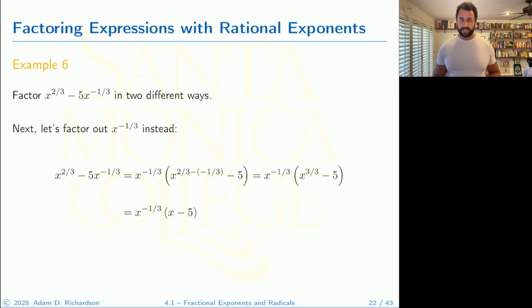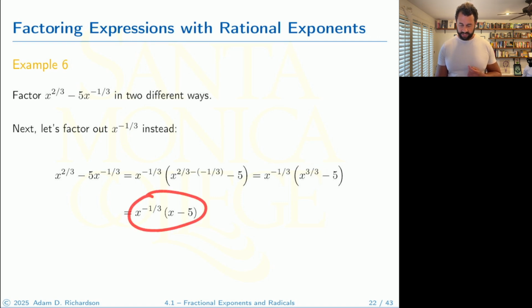Okay, let's do it. Same kind of reasoning. We're going to appeal to counting, appeal to working with fractions. If I'm factoring out x to the -1/3, I've got x to the -1/3 here, so when I take that out, I'm left with just this coefficient, -5. Now here, I've got 2/3 factors of x, and I'm taking away -1/3. So that's 2/3 minus -1/3, which is 2/3 plus 1/3, which is 3/3, which is 1.